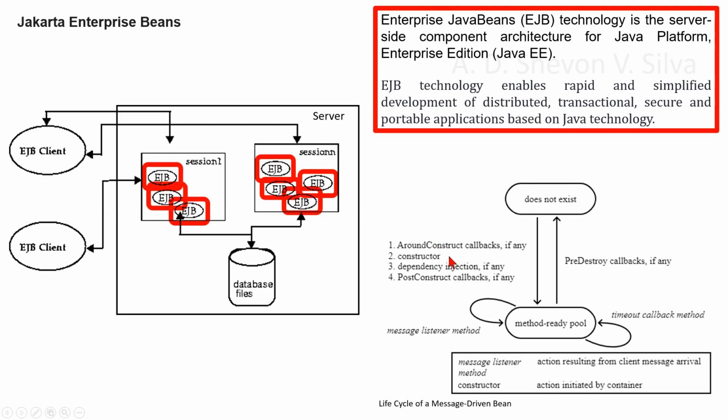Next, the container injects the bean's message-driven context object if applicable, and performs any other dependency injection as specified by the metadata annotations on the bean class or by the deployment descriptor. The container then calls the bean's post-construct lifecycle callback methods, if any. The message-driven bean instance is now ready to be delivered a message sent to its associated destination or endpoint by any client, or a call from the container to a timeout callback method.